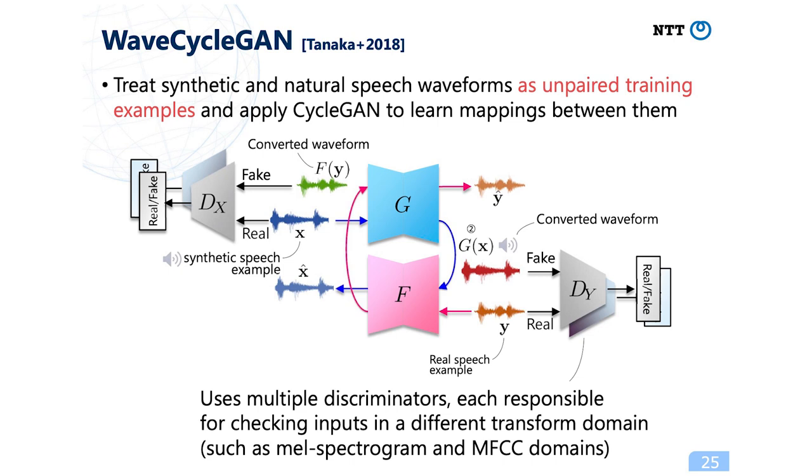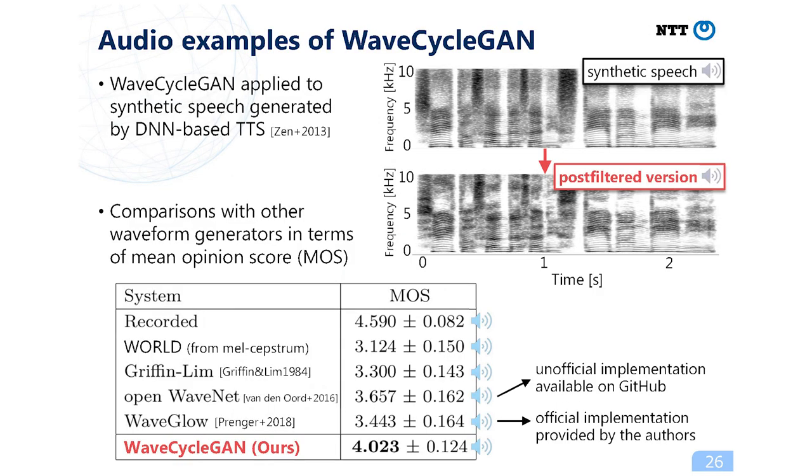We can actually borrow the idea of CycleGAN for this problem too. So we treat synthetic and natural speech waveforms as unpaired training examples and apply CycleGAN to learn mappings between them. The only difference here is we are using waveforms directly instead of feature sequences. We also used multiple discriminators, each responsible for checking inputs in a different transform domain, such as Mel spectrogram and MFCC domains. And here are some audio examples of the method we call WaveCycleGAN.